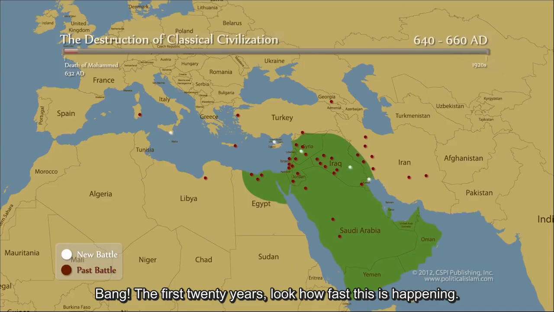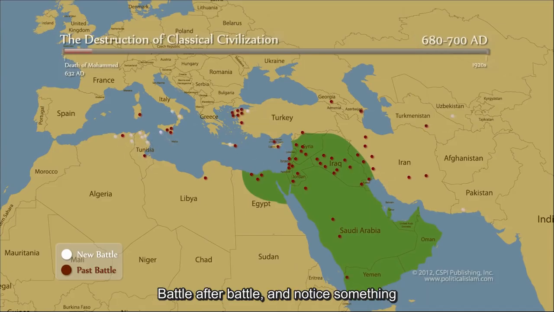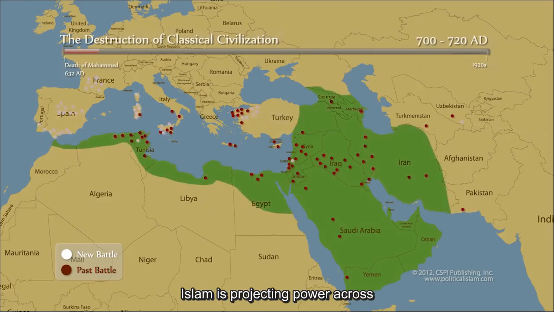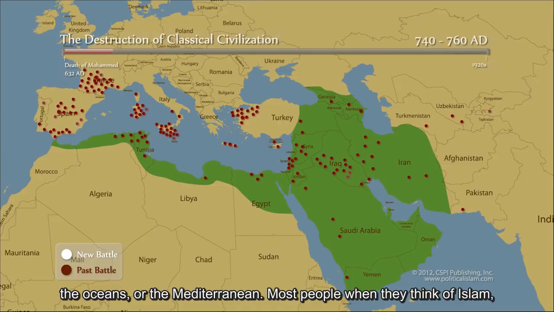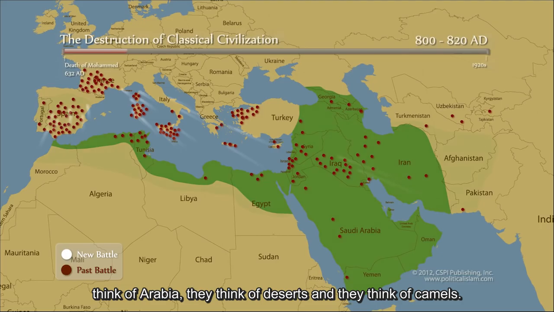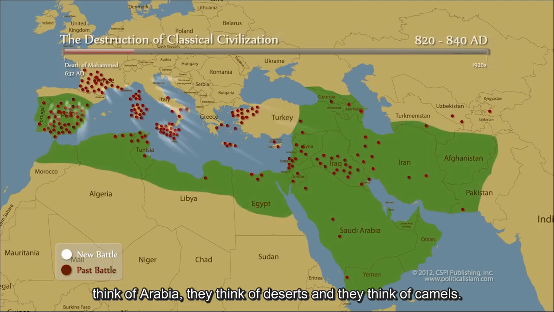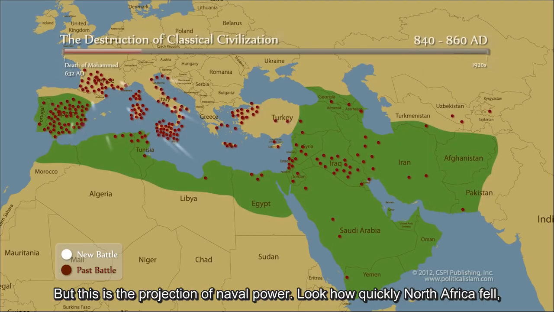Bang, the first 20 years. Look how fast this is happening. Battle after battle. And notice something. Islam is projecting power across the oceans, or the Mediterranean. Most people, when they think of Islam, think of Arabia, they think of deserts, and they think of camels. But this is the projection of naval power.